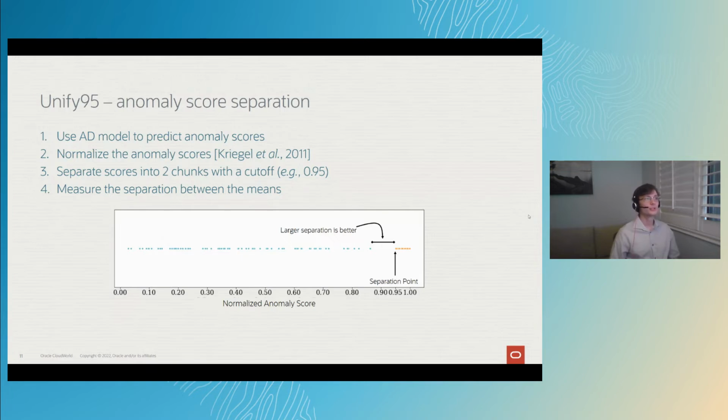Then we use a simple heuristic. Any point that's above the value 0.95, we label as anomalies. Any value that's below that, we label as normal. It's a simple rule, but we found that it works fairly well on a large number of datasets. Next, we say that a model is doing well if the points that are labeled as anomaly are farther away from the points that are labeled as normal.